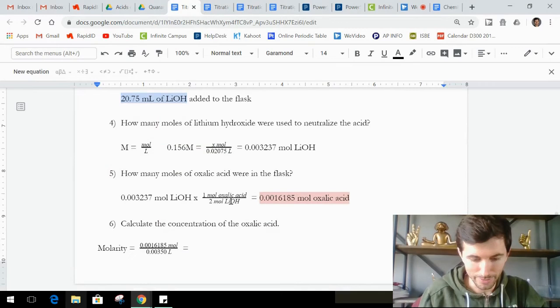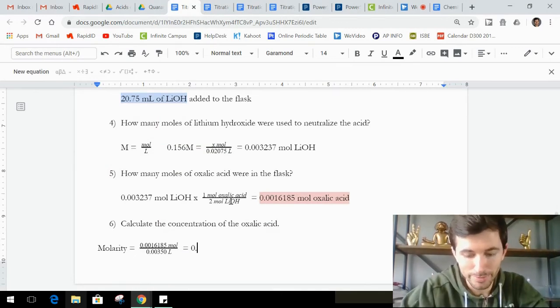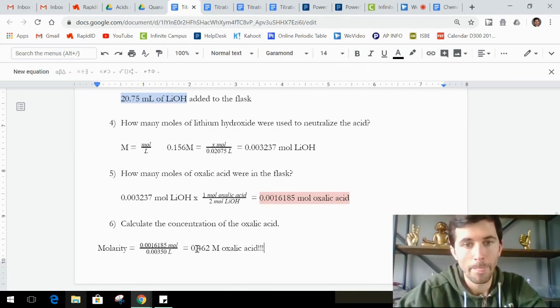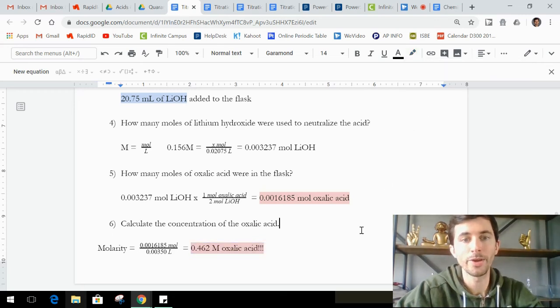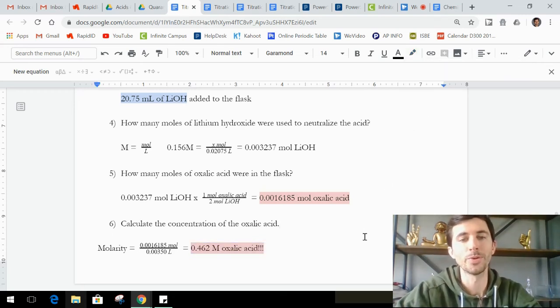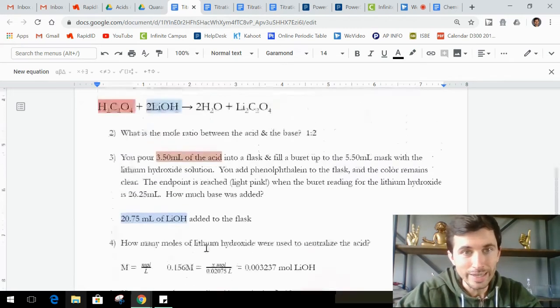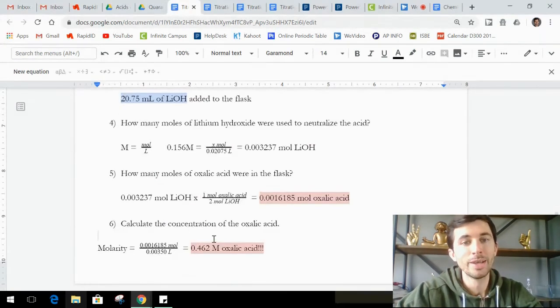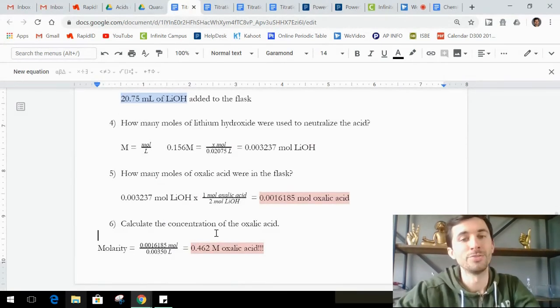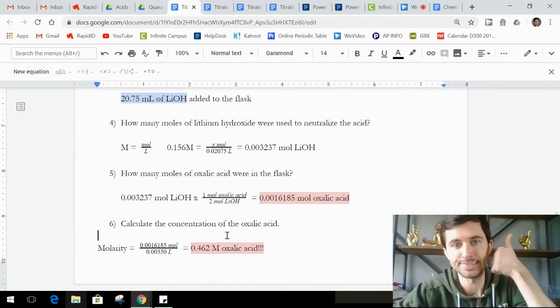So divide that by 0.00350, and I get 0.462 molar oxalic acid. There we go. Cool. What this means is that the acid is about 3 times as concentrated as the base. There's no way you could figure that out unless you do the actual titration math.